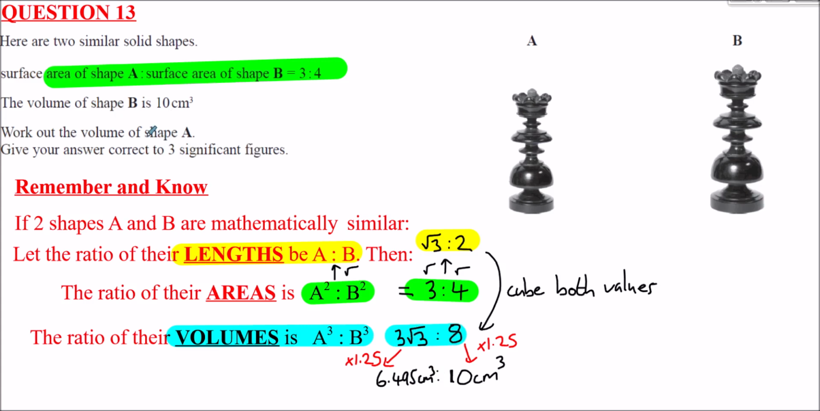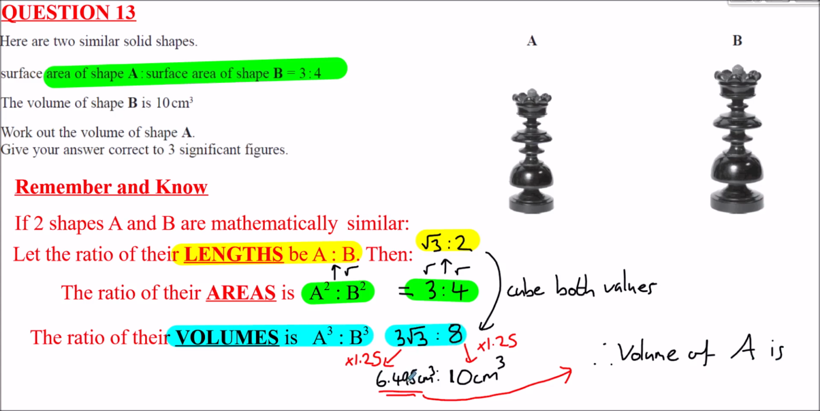However, we want the volume of shape A to three significant figures. So we've got the volume here. I want it to three significant figures. So therefore, the volume of A, correct to the appropriate degree of accuracy, 1, 2, 3 significant figures.